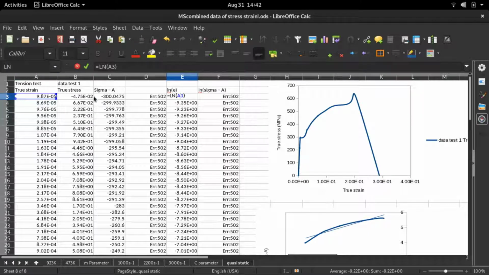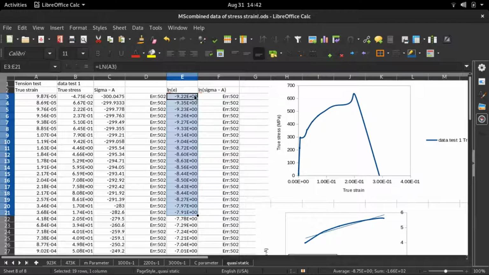So ln of this value, ln of A3. Here the formula is showing. Okay, so ln of A3. You can find this and drag it, and simply you can find the value like that. You can drag it if nothing is below. So for the first line you can put this formula, whatever formula is there, put it here, and then simply drag it and you can find the value of ln epsilon.